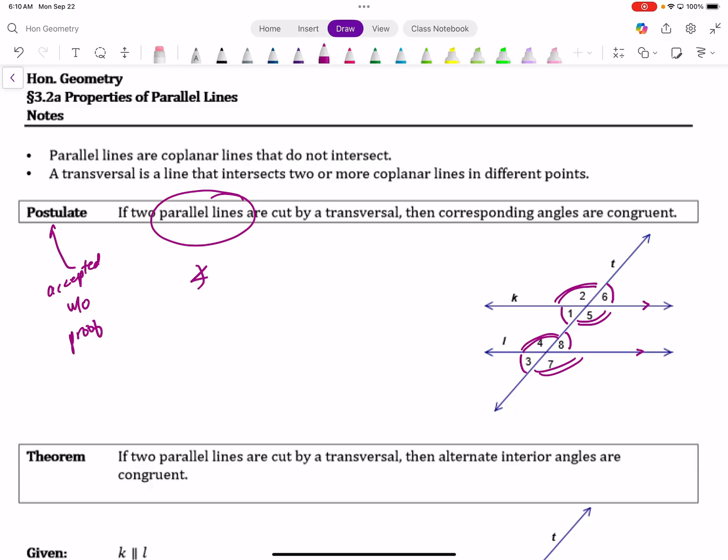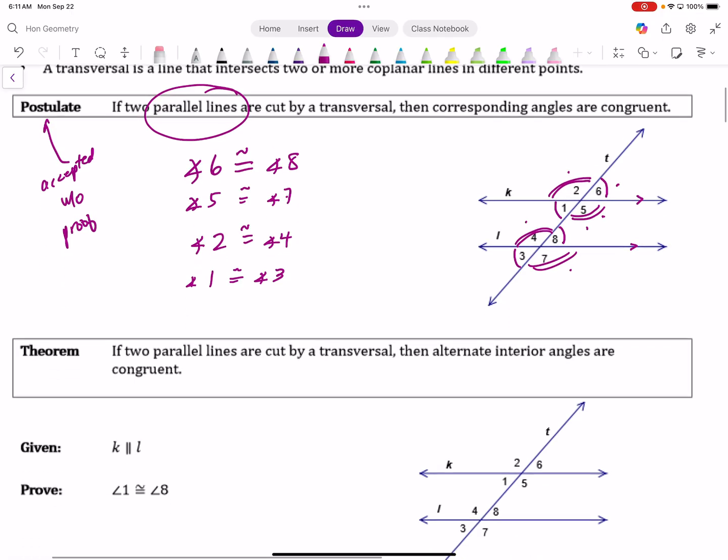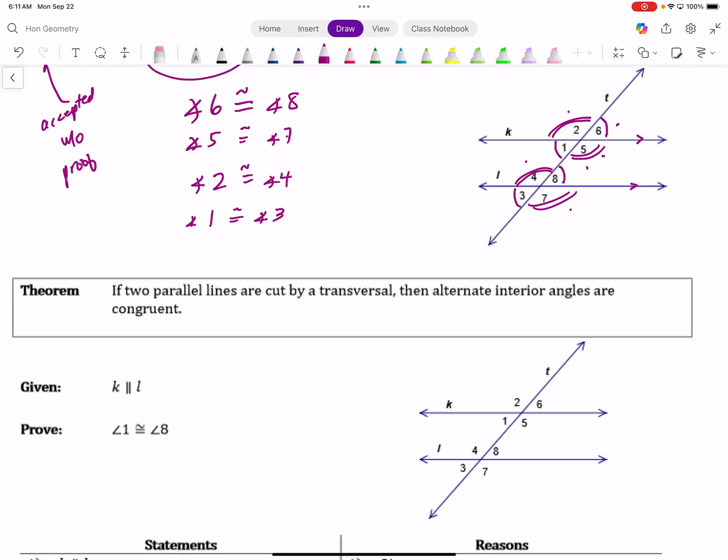Again, we learned it in 8th grade math, so it can't be that difficult. We know that angle 6 is congruent to angle 8, so top right corners. We know that angle 5 is congruent to angle 7, so bottom right corners, those are corresponding angles. We know 2 is congruent to 4, top lefts, and we know that angle 1 is congruent to angle 3. All right, now all the other theorems are based on that one postulate.